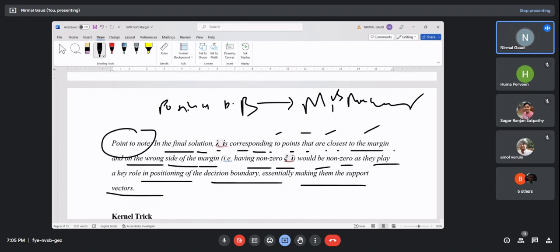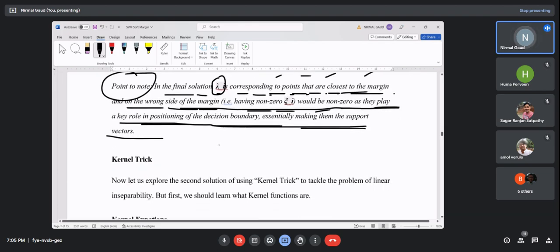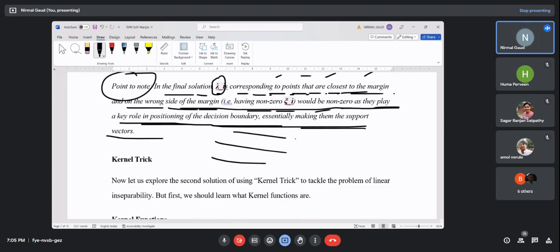Lambda is something, that's what they said, the point to be noted. Lambda corresponds to points that are closest to the margin. The value of lambda should correspond to the points which are closer to the margin and on the wrong side of the margin, and would be non-zero, as they play a key role in positioning of the decision boundary, essentially making them the support vectors. If there is a misclassification, we have seen how the support vectors are marked. You very well know about these things: this is your class A, this is your class B margin, so these are the support vectors.